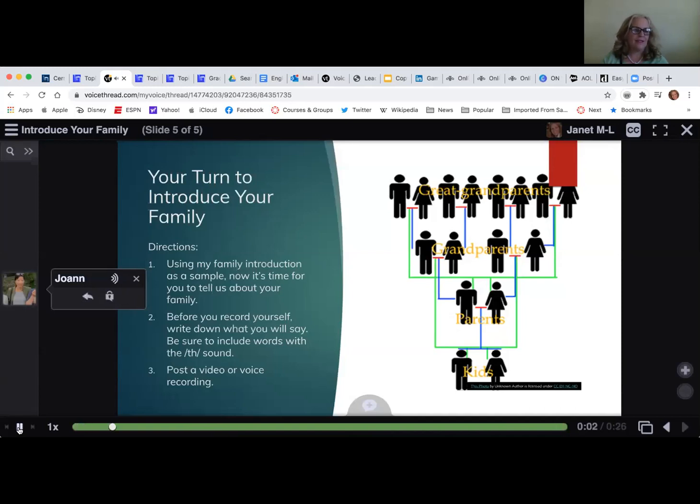For this slide, you will either leave a video or a voice recording introducing your family. Before you record, I highly recommend that you write down what you're going to say and be sure that you include words that have the TH sound. I look forward to hearing about your family.